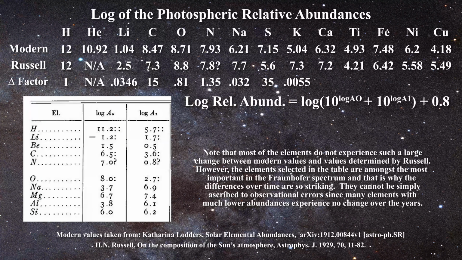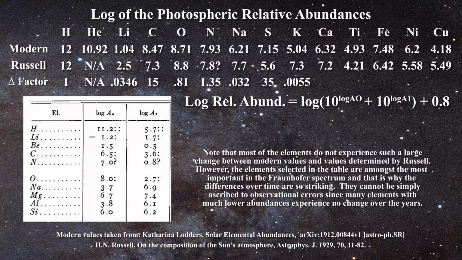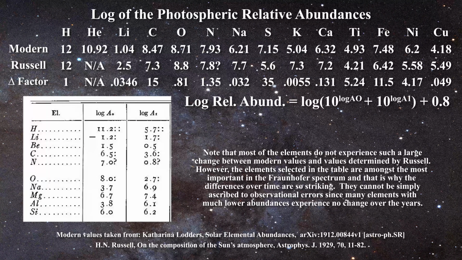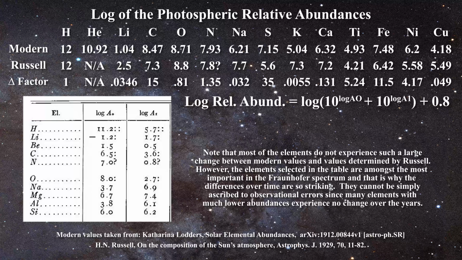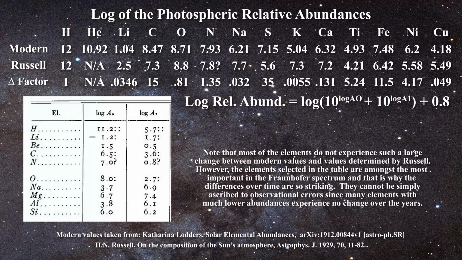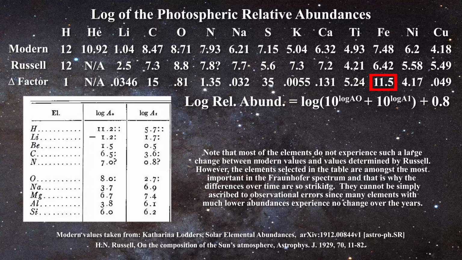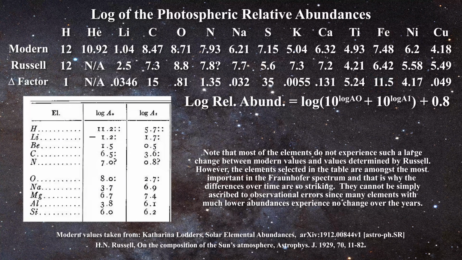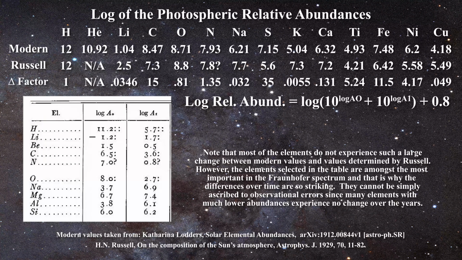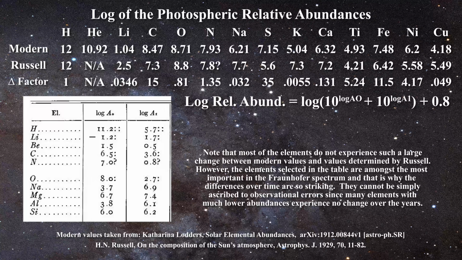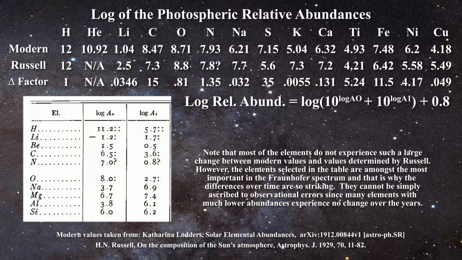I list the values for the rest of the elements in the table and also place the factors of change relative to modern values. Note that the relative abundance of iron, an element with important lines in the Fraunhofer spectrum, has now increased by a factor of 11 compared to the values obtained from Russell. The point is made: in what other area of science are observationally determined numbers changing to such a degree?